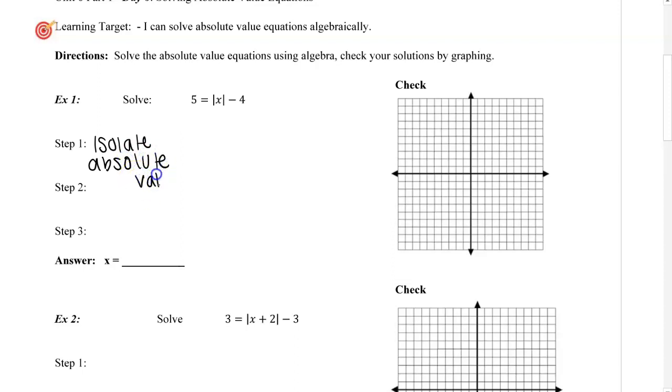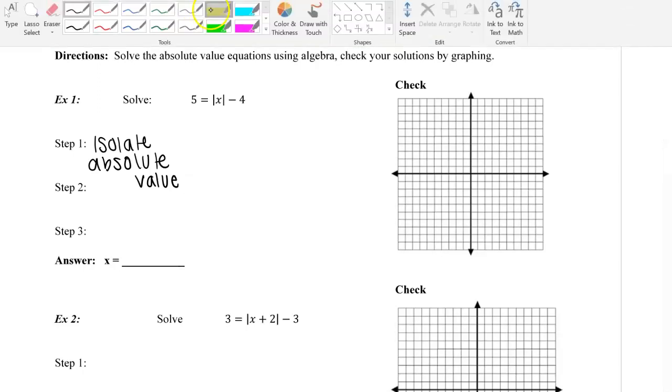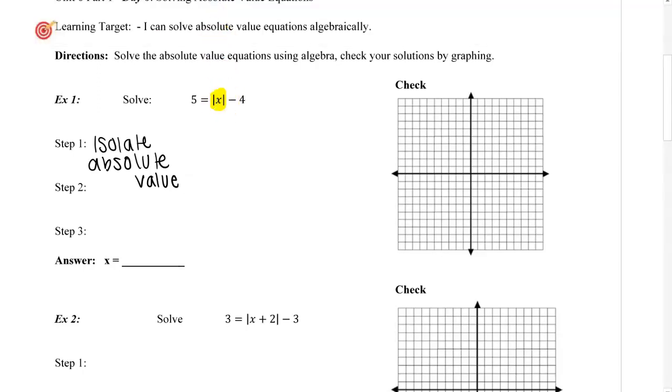Okay, that means we don't care what's inside the absolute value bars. We just need to work to get those absolute value bars to be by themselves on one side of the equation. Then we are going to write two equations, removing your absolute value bars. Then we are going to solve both equations.